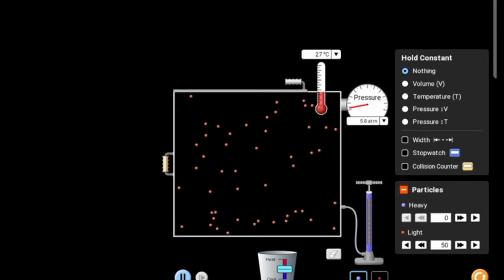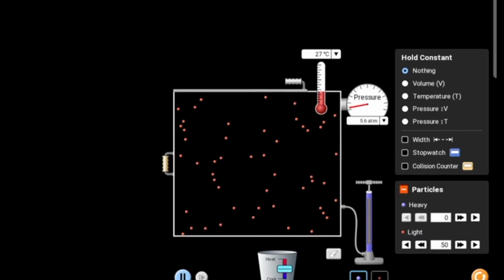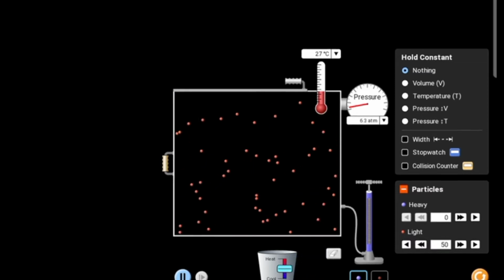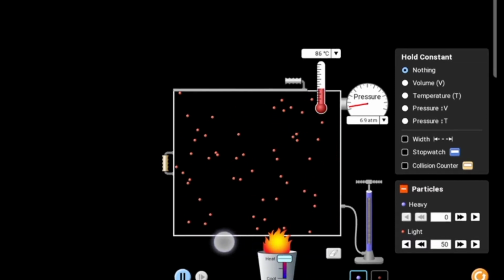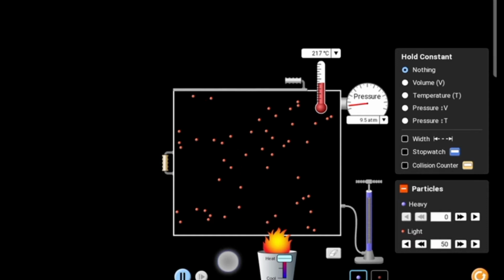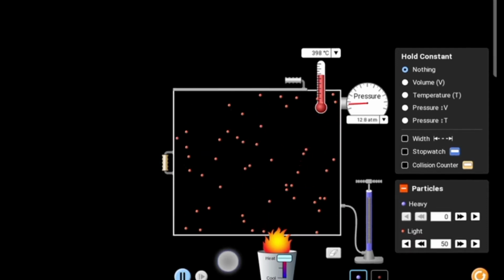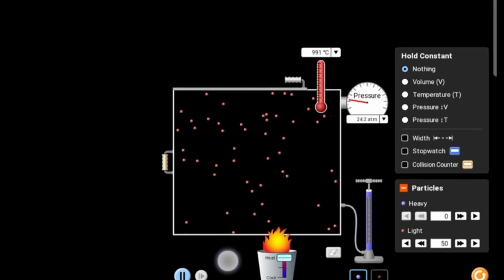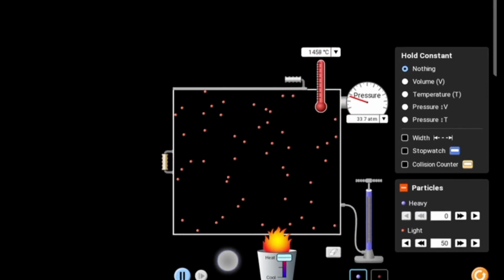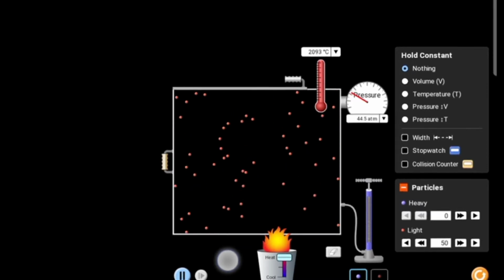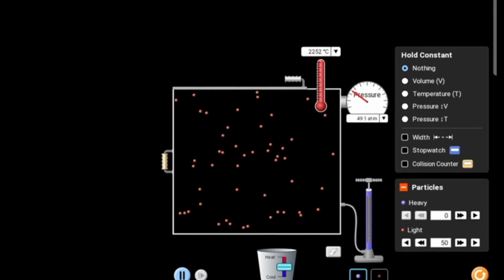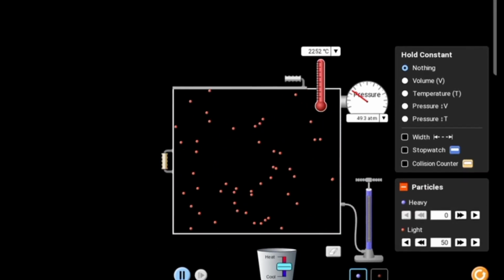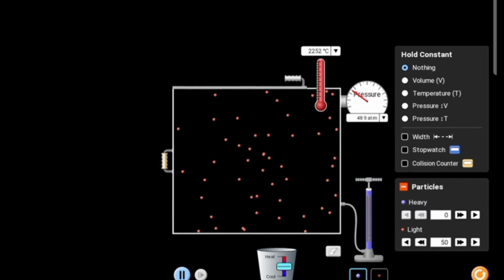Okay, how about we increase the temperature? There is a bucket here, and this means that we are increasing it. So it becomes faster and faster, and it means that the kinetic energy increases.